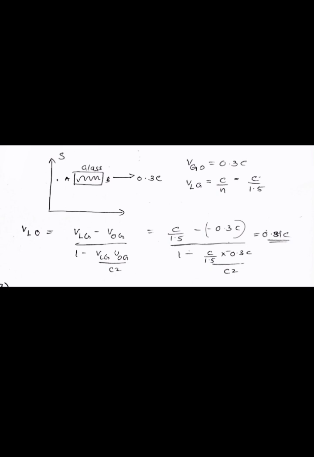That is, VLO is equal to VLG minus VOG divided by 1 minus VLG VOG by c square. That is equal to c by 1.5 minus of minus 0.3 c divided by 1 minus c by 1.5 into minus 0.3 c divided by c square, which is equal to 0.81 c.